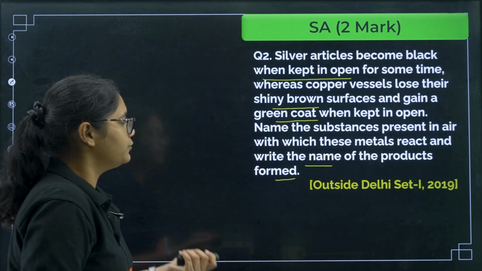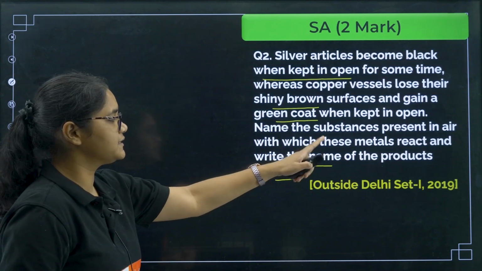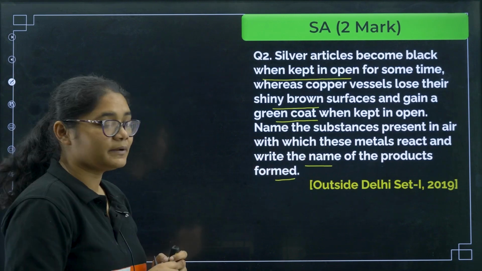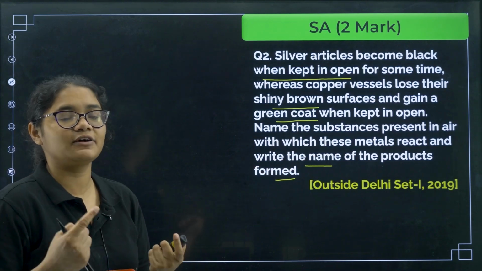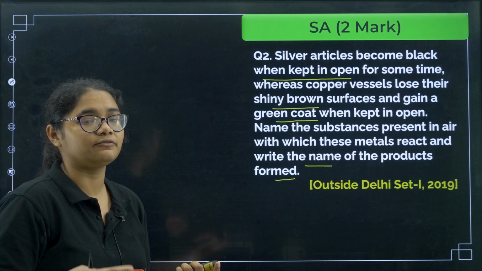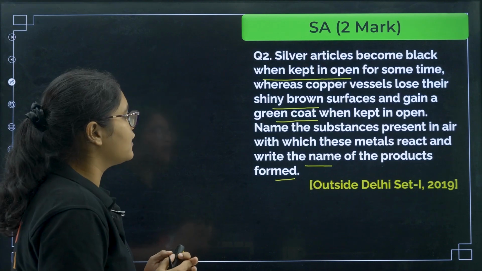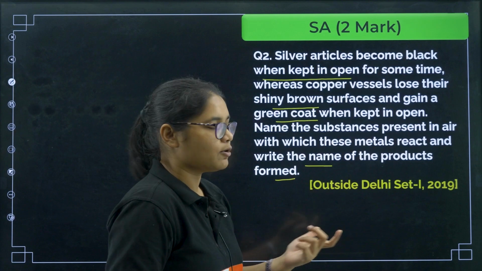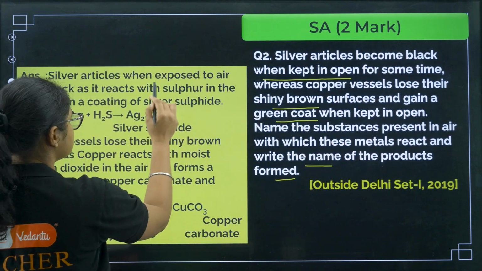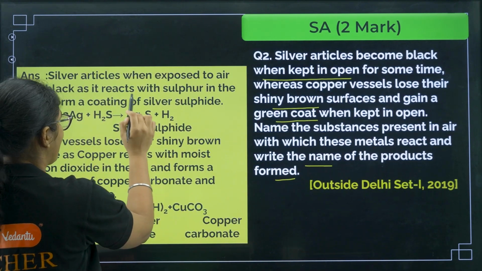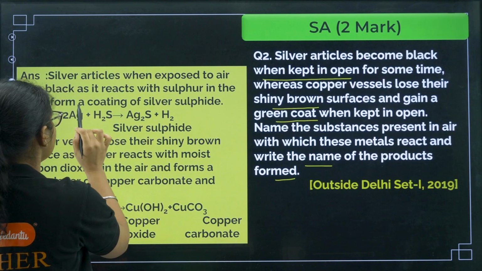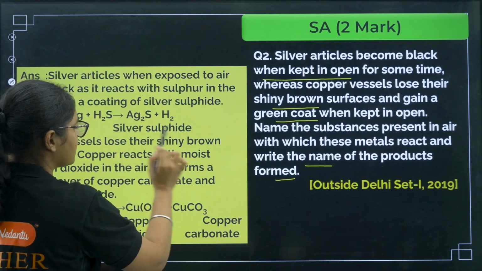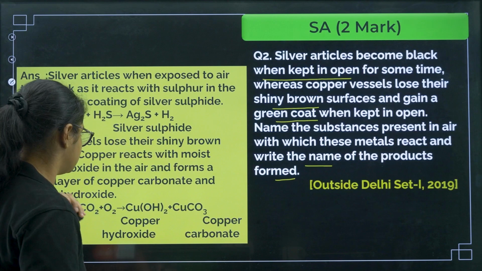Okay, so name the substances present in air with which these metals react. You know, copper and silver react with the sulfur present in the air to give you sulfides, right? Write the name of the product formed. So you can see silver articles when exposed to air turn black as they react with sulfur in the air to form a coating of silver sulfide. You can see this one. So the name of the compound is silver sulfide.